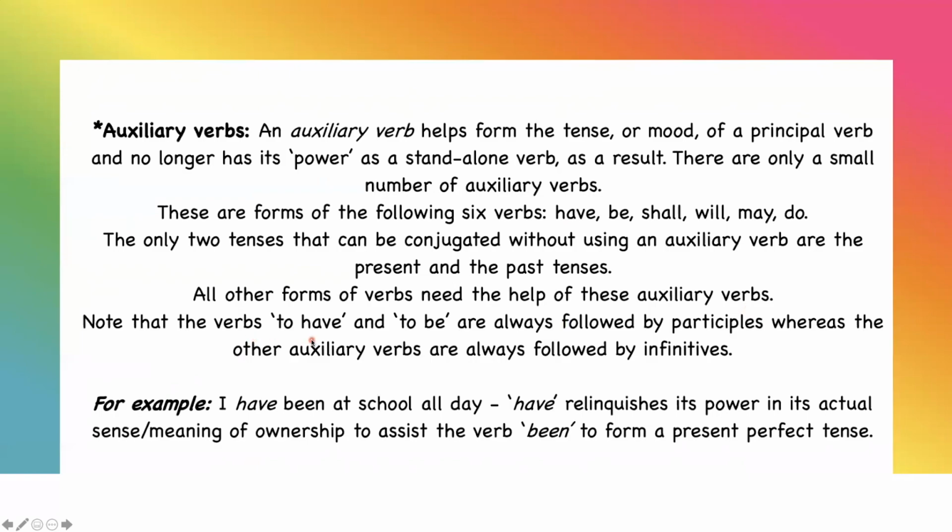The only 2 tenses that can be conjugated without using an auxiliary verb are the present and the past tenses. All other forms of verbs need the help of these auxiliary verbs. Note that the verbs to have and to be are always followed by participles, whereas the other auxiliary verbs are always followed by infinitives. For example, I have been at school all day. Have relinquishes its power in its actual sense or meaning of ownership to assist the verb been to form a present perfect tense.